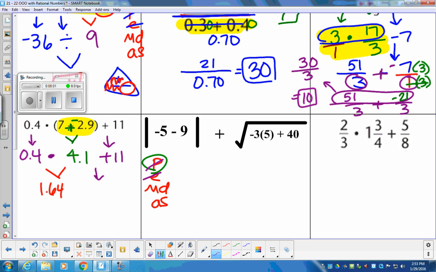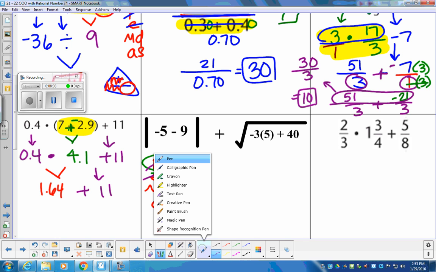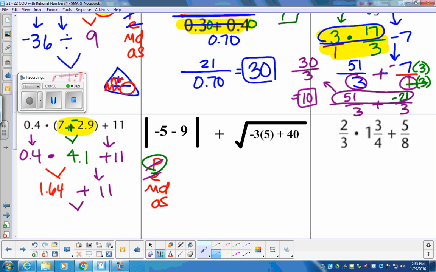If I haven't used it, I drag it down. So as we just finish up this problem then, we have $1.64 plus $11 gives me $12.64. So answer is $12.64. Order of operations, we're doing all rational numbers, so all decimals and fractions in our work today.